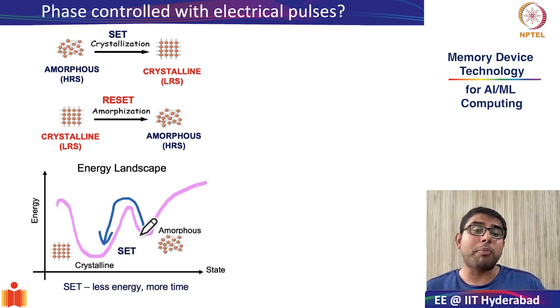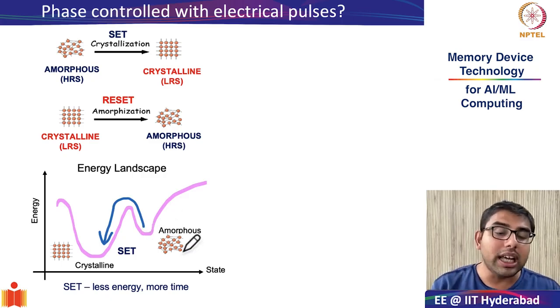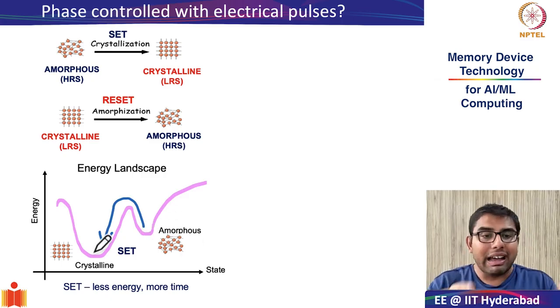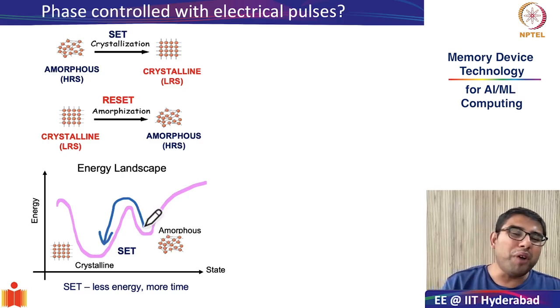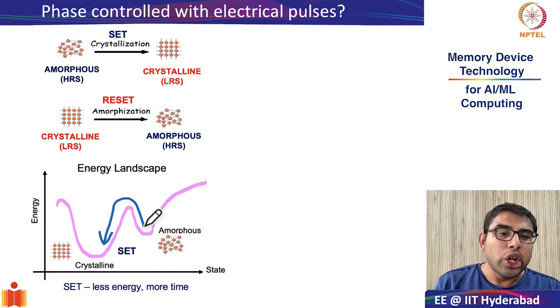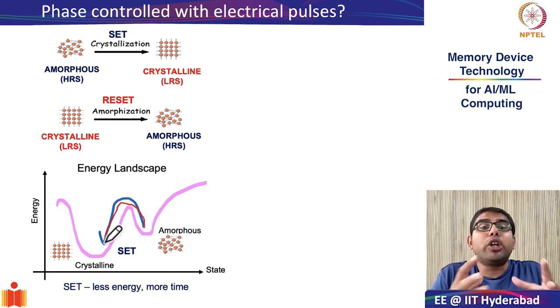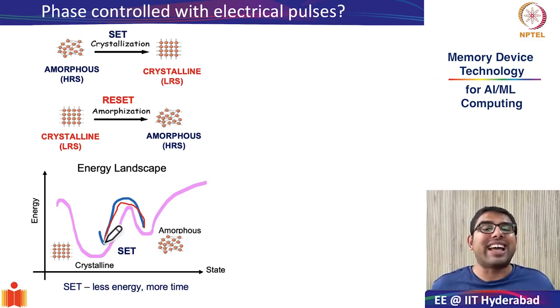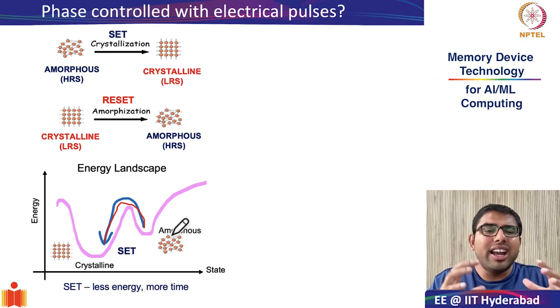So how will you do the set process? The set process is the process of crystallization, going from the amorphous phase to the crystalline phase. As you can see from this energy landscape diagram, to go from the amorphous to the crystalline state, the barrier that you have to cross is not very large, but you will have to wait for a much longer time. Why? You give the amorphous state a little bit of heat, and you allow some time for the atoms to organize into a periodic lattice.